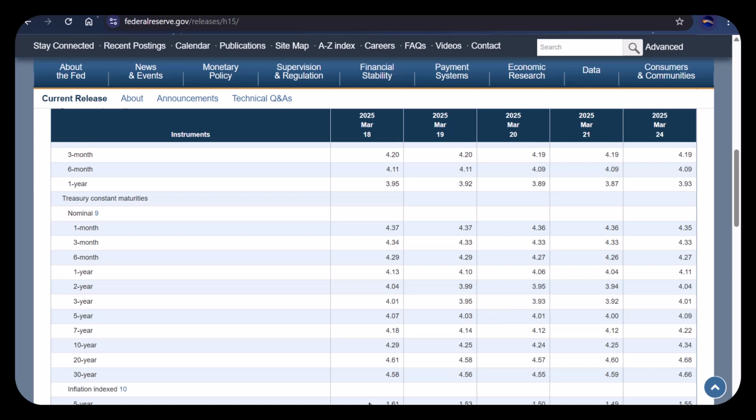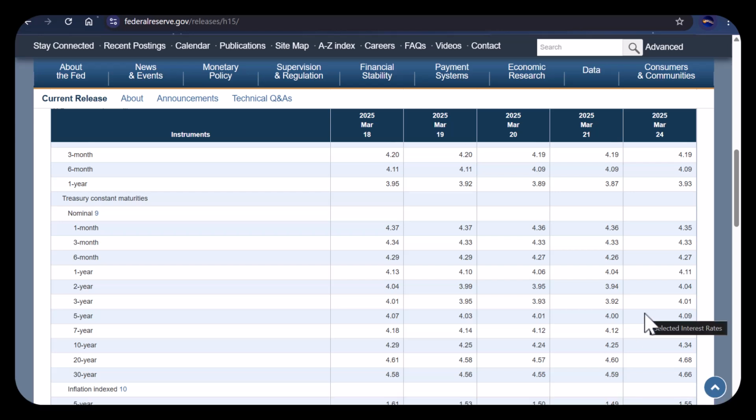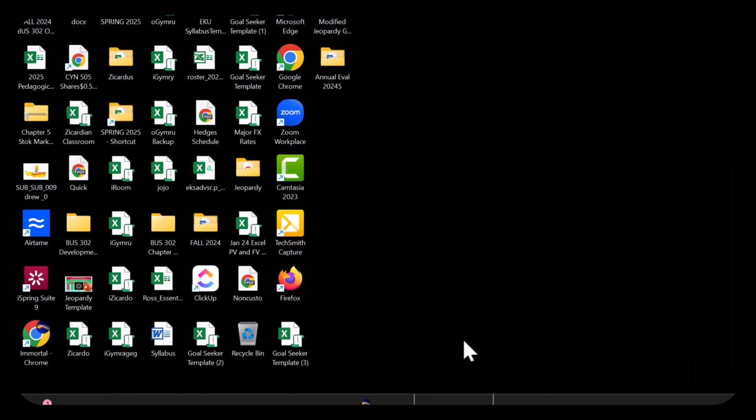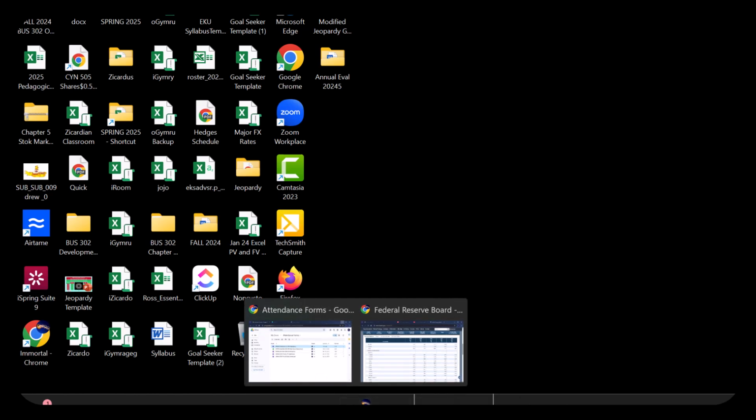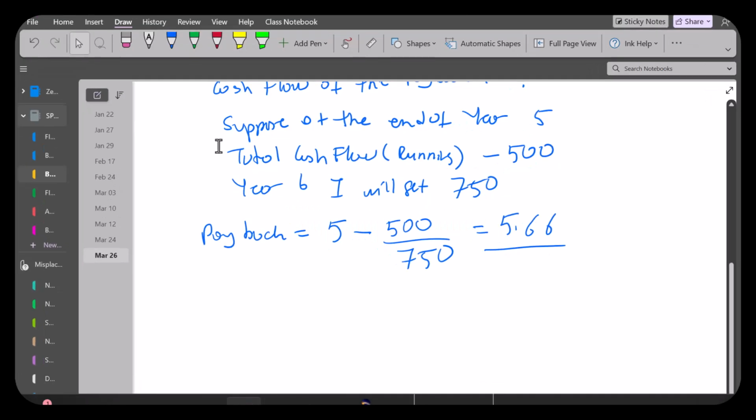All right, let's continue, guys. Today I'm going to mainly talk about the so-called yield curve. It's kind of getting a good idea about understanding what yield curve means.